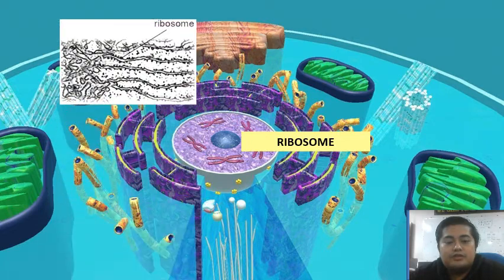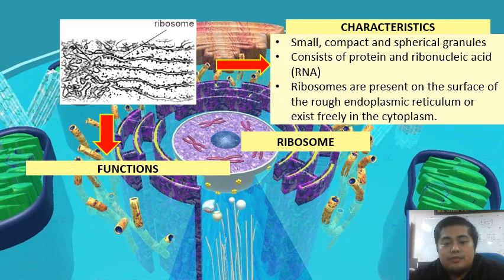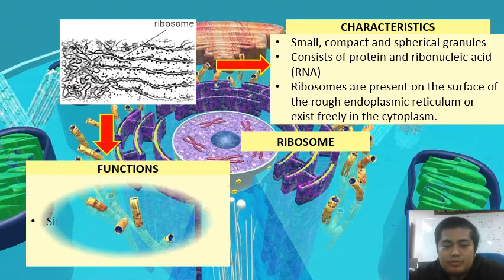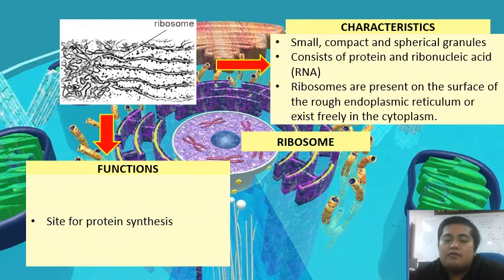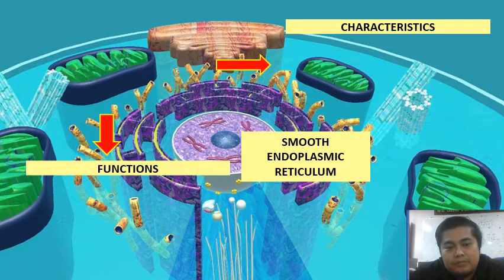Next, we have our ribosome. So ribosome is a small compact spherical granule that consists of protein and RNA, ribonucleic acid. So ribosomes are present on the surface of the rough ER or rough endoplasmic reticulum, or exist freely in the cytoplasm. So their function is to be the site of protein synthesis. Just now we talked about rough ER, but we are going to look at the smooth ER first.